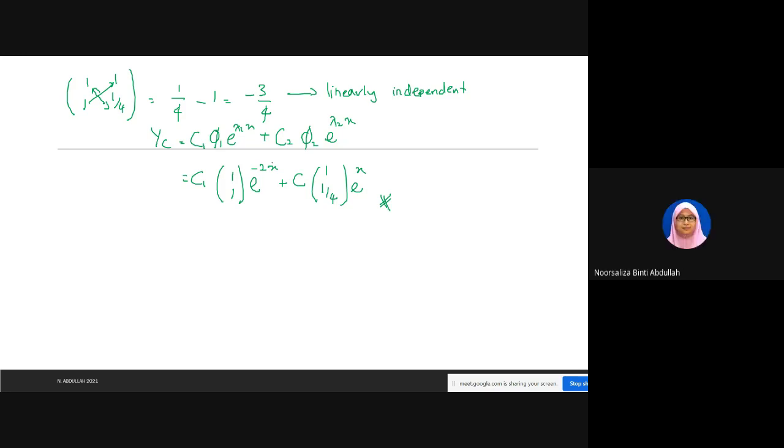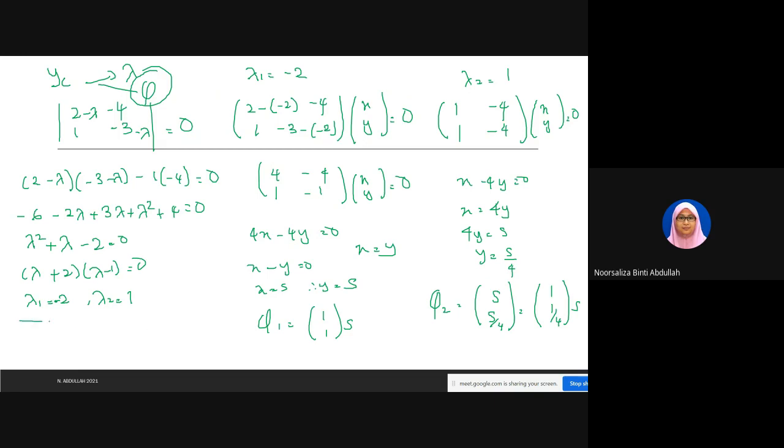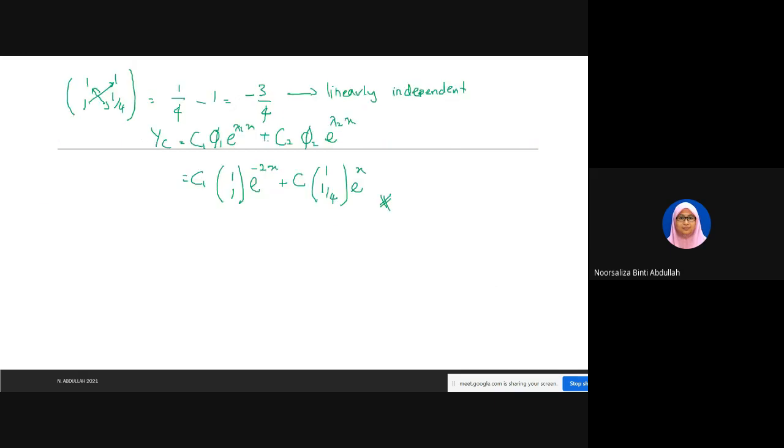Okay. So actually it depends on your lambda. If lambda is the same, then this one will become zero, because of eigenvector 1, eigenvector 2. You will get zero if your lambda is the same. If lambda is not the same, usually you will get a value here. Okay? Faham dah. Okay, so that's up to YC. Ada soalan lagi tak nak tanya? Tak ada. Okay. Then next step is we have to find the YP.